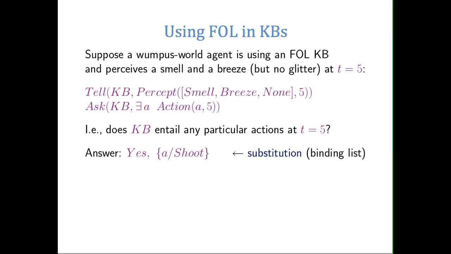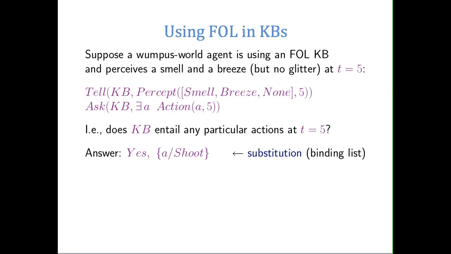So let's turn to applying what we know about first-order logic to applications. And needless to say, the application we're going to use is Wumpus World. So suppose we have a Wumpus World agent using a first-order logic knowledge base, and this agent perceives a smell and a breeze, but unfortunately does not perceive any glitter at some time t equals 5. So remembering our control loop of how the agent will work, we're going to tell the knowledge base what we perceive. So we'd say, tell the knowledge base that we have the percept, smell, breeze, and none at time equals 5. And then we'll ask the knowledge base what to do.